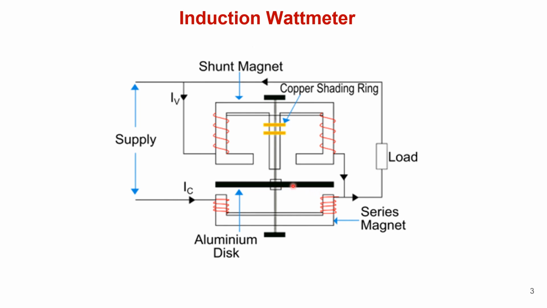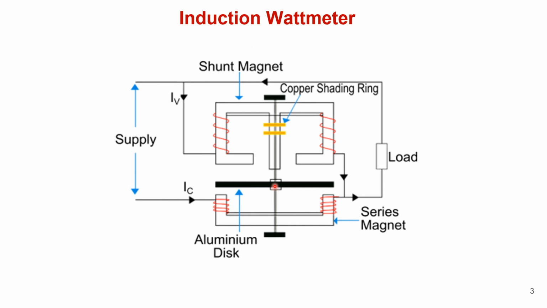When the wattmeter is connected in the AC circuit, a current flows through the coil of the shunt magnet, which is proportional to the supply voltage, and the series magnet carries the load current. The fluxes produced by the two magnets, shunt as well as series, induce eddy currents in the aluminum disc by the action of electromagnetic induction.